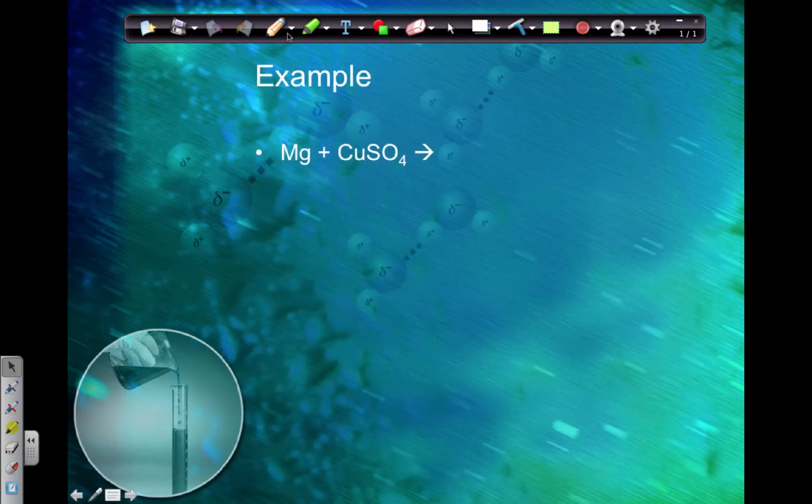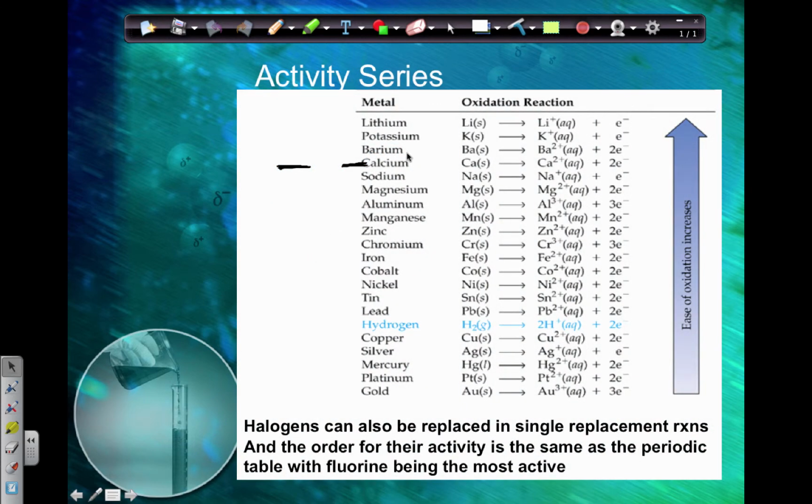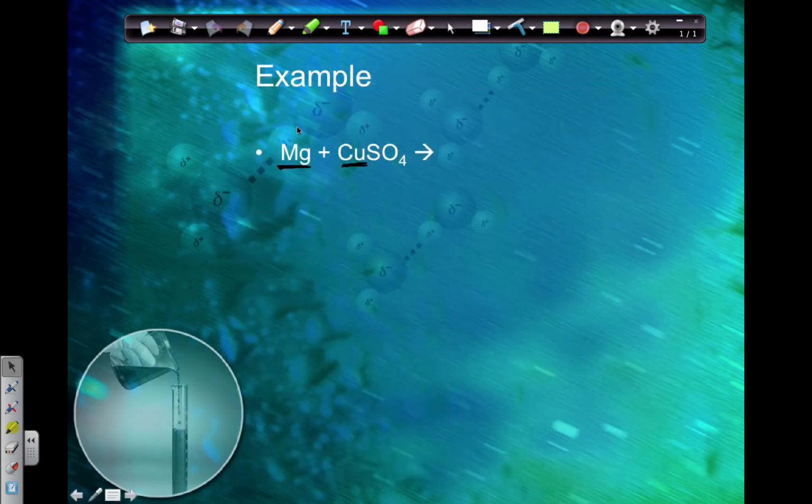Okay, the first thing you do is you say, I have this thing by itself plus this compound. This is a metal, so I'm going to compare it to the metal in the compound here. So I need to check the activity series first. I had magnesium and copper. Here's magnesium, and here's copper. So magnesium is above copper, and since it's the metal that's by itself, the reaction will happen. So magnesium can replace copper and pull it out of the solution.